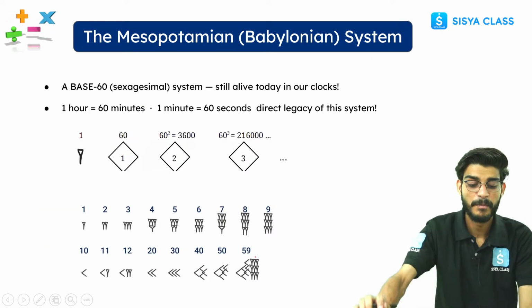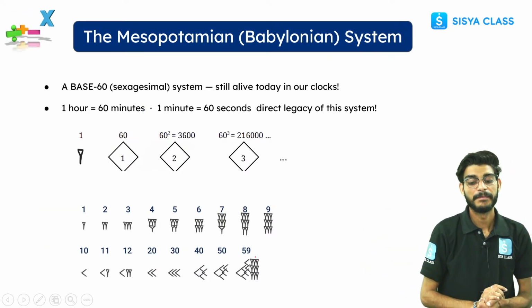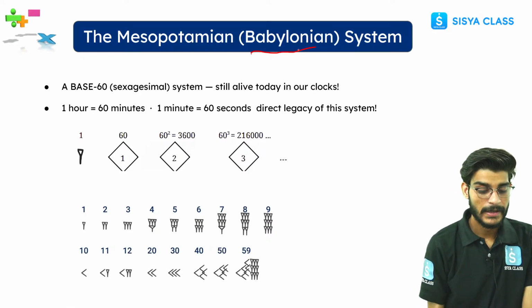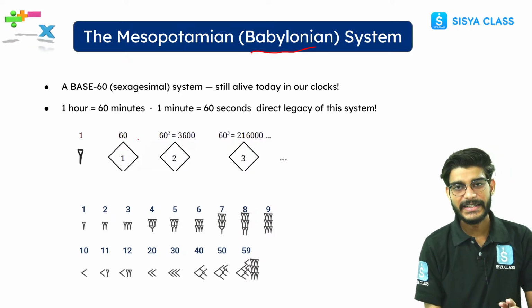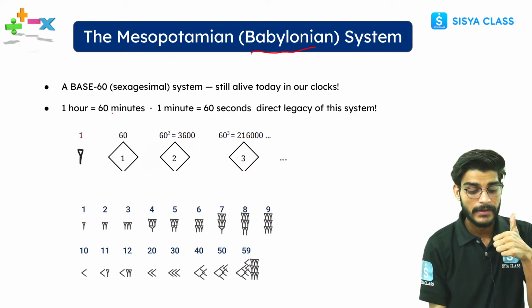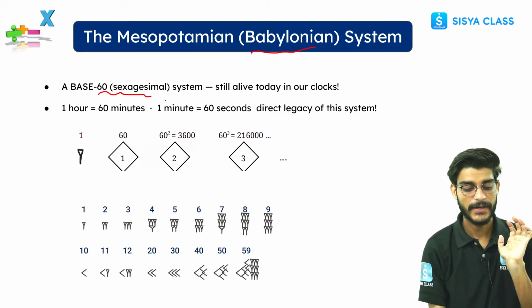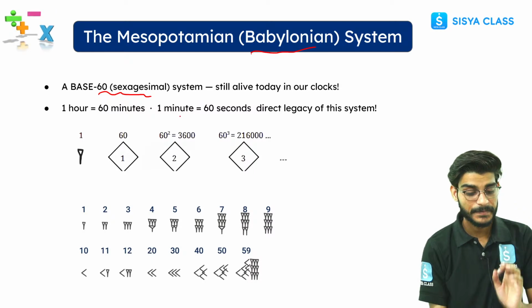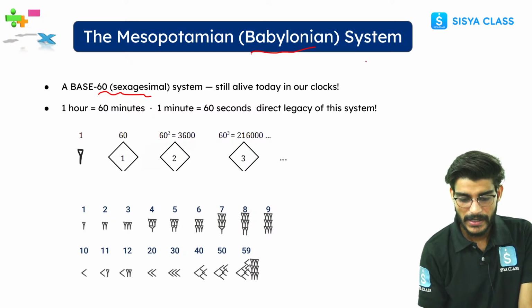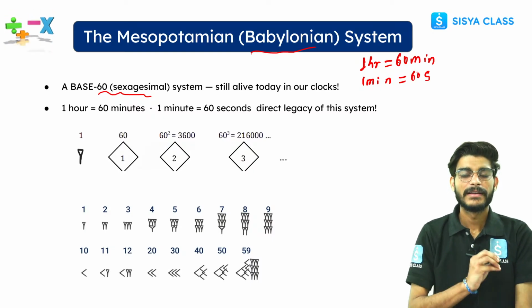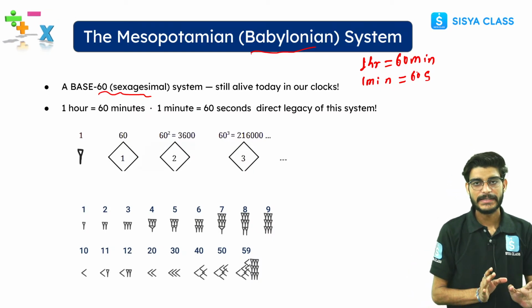The first is the Mesopotamian number system, and this is called the Babylonian number system, obviously. The Mesopotamian number system is still seen in your clock, right? They have taken the base as 60, which is called sexagesimal. They have taken the base 60, and 1 hour equals 60 minutes, everyone knows now. 1 minute equals 60 seconds.